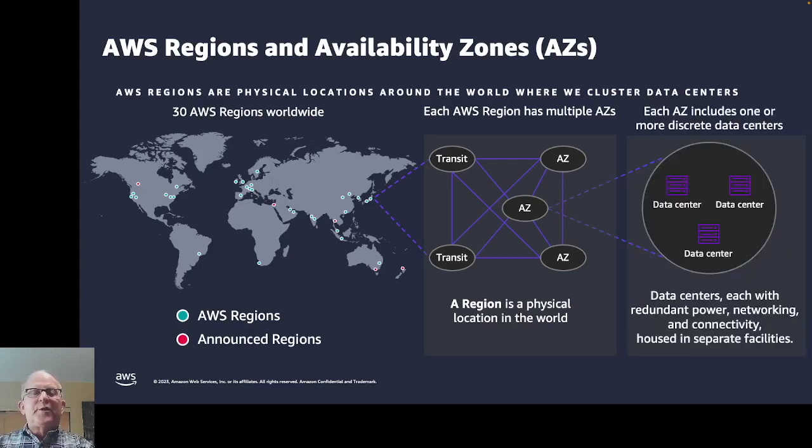And then each AZ in turn is one or more physical data centers. So the AZs are independent of each other, each with their own power and water supplies. They're separated by a meaningful distance, meaning no shared fate from environmental disruptions that may occur, but still close enough together to be used together as a single logical data center with low latency.